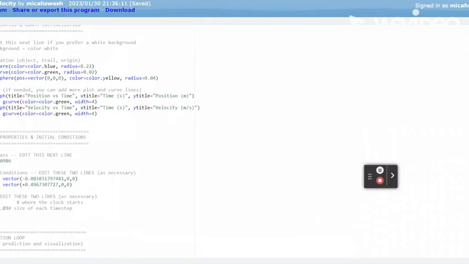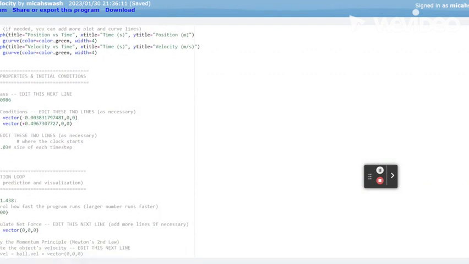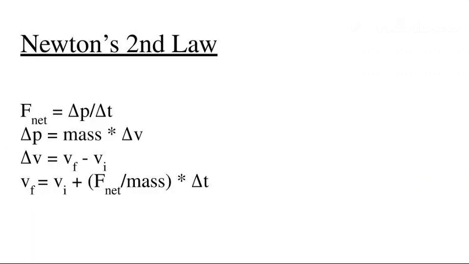This code is based on Newton's second law, also known as the momentum principle. Newton's second law was the base of this lab because it allows us to predict an object's motion. This law states that net force is equal to the change in momentum, delta p, over the change in time, delta t. We know that momentum is mass times velocity, and that delta v is equal to v final minus v initial.